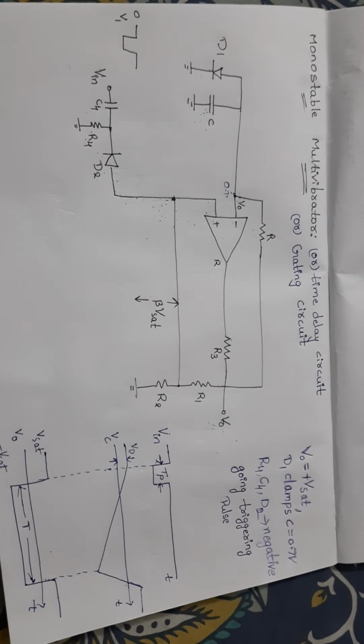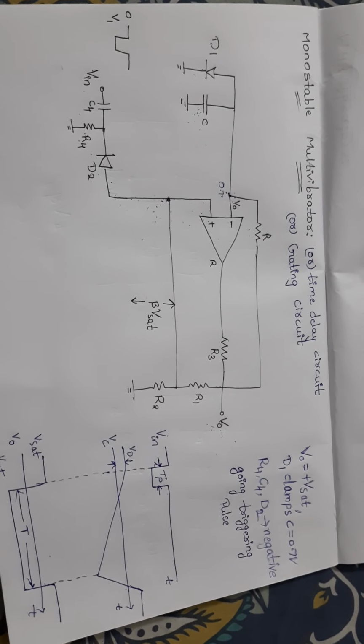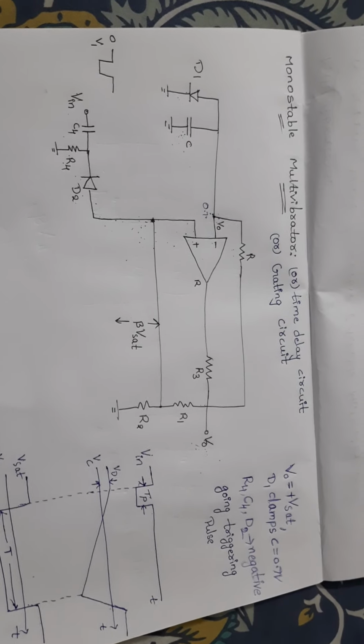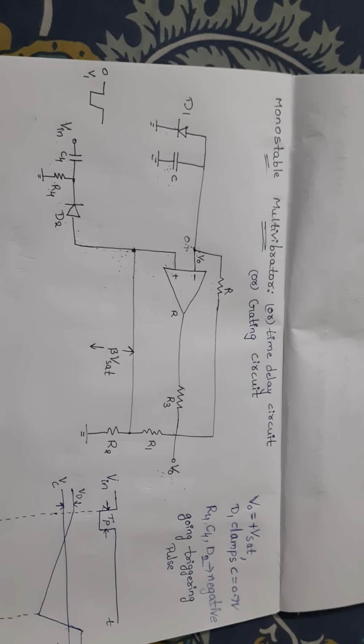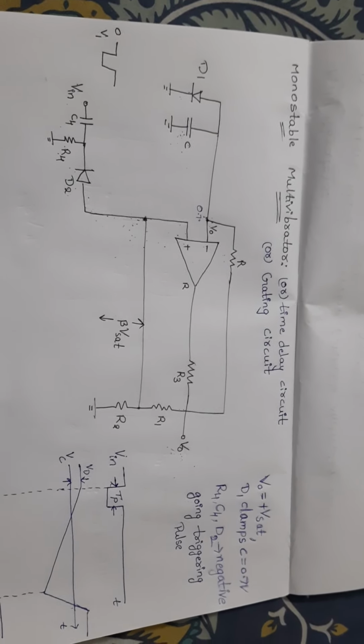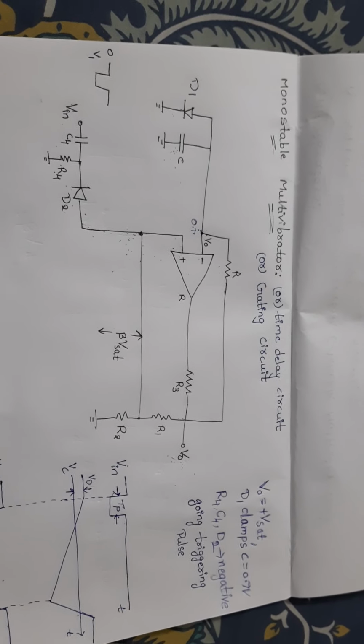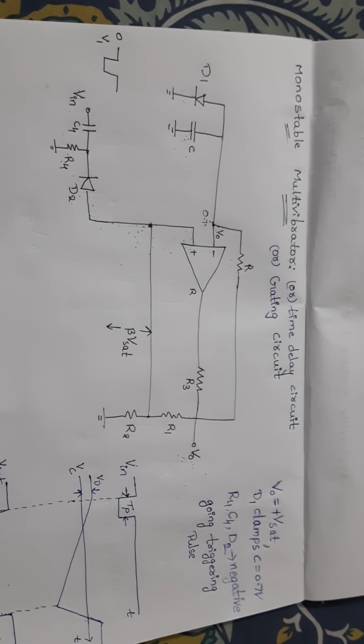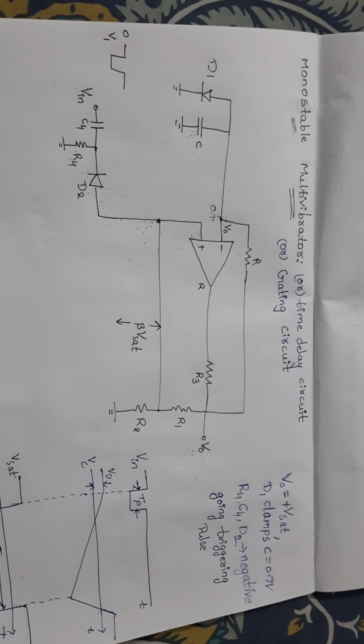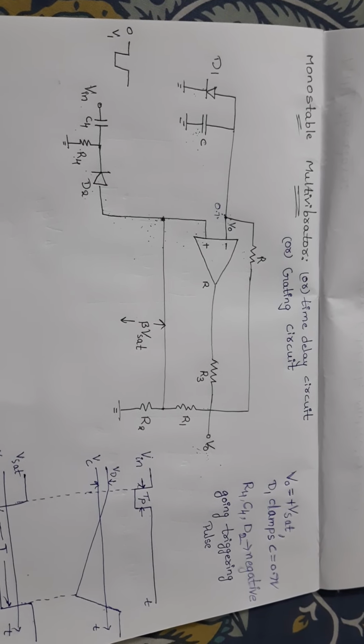Hi students, now we are going to discuss monostable multivibrator using op amp. So this is the monostable multivibrator circuit diagram. It is also called a time delay circuit or gating circuit. See, observe, it is the same as the astable multivibrator.